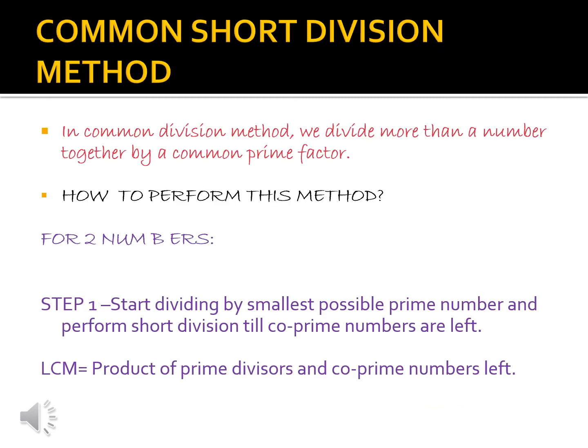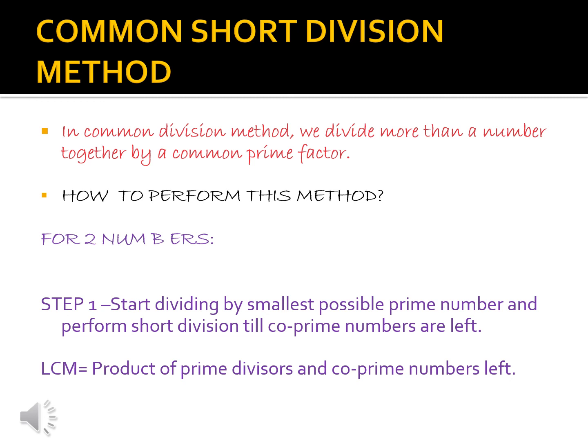Now the next method is the common short division method for finding LCM. In the common short division method, we divide more than one number together by a common factor. It is the same as we did in HCF. Now, how to perform this method?